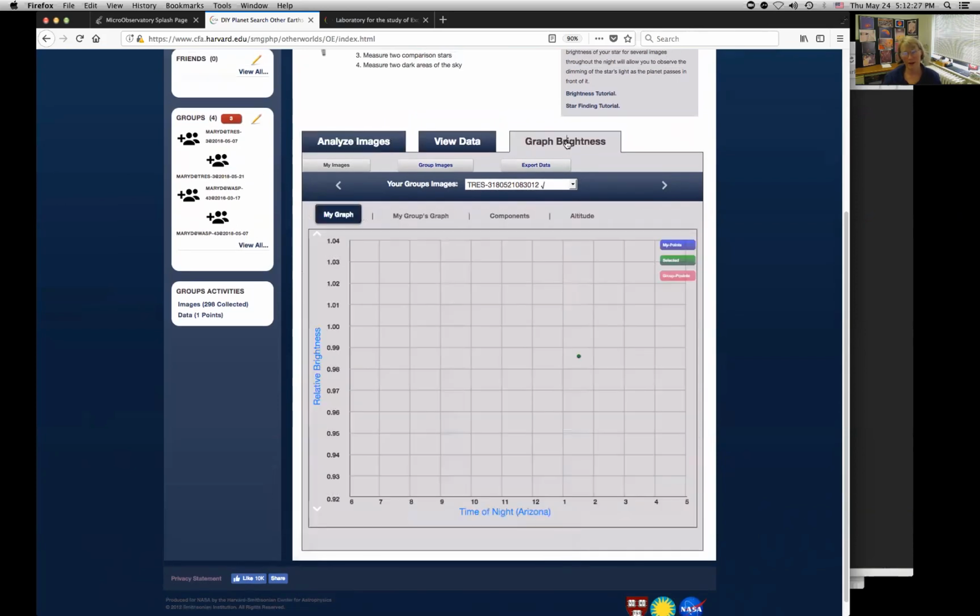I go to graph brightness. Let's see about my group's graph. So there's my Planet Hunter 23. If I click on my group, my group so far, since I haven't told you guys about this, is only Mary D. So I only made four other points. Any of you, if you want to try these Planet Hunter accounts to do data again, you can do that.